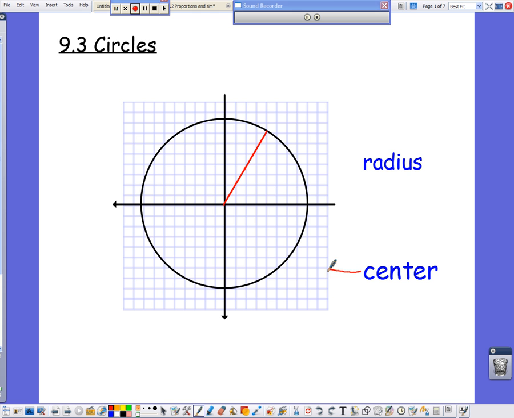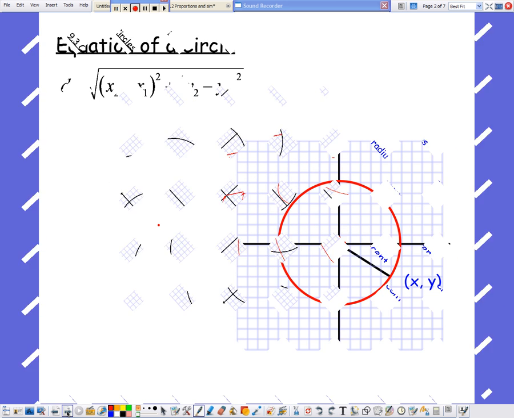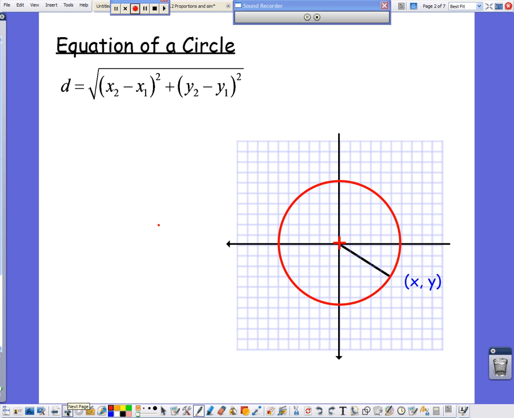So first of all, the center of the circle is basically in the middle, but it's the point where all of the points on the circle are the same distance away from the center. Okay, that's what makes it a circle, and that distance from the center is called the radius. Basically it goes from the center to any point on the circle. Now, if you remember a couple of lessons ago, we had the distance formula.